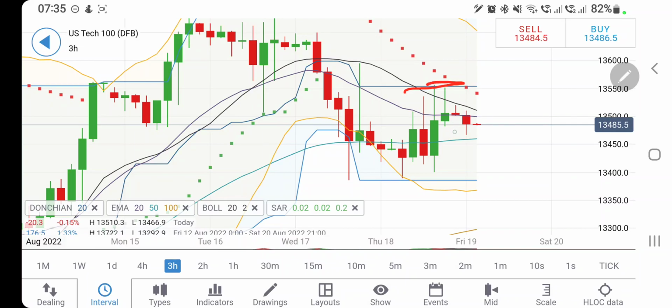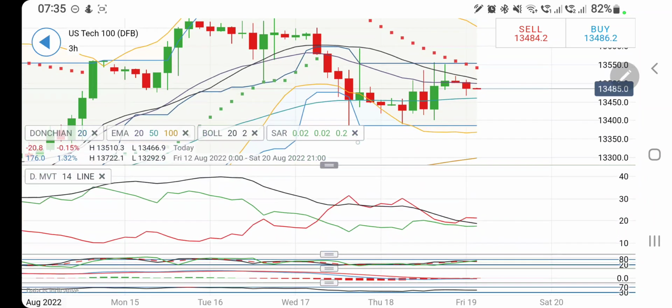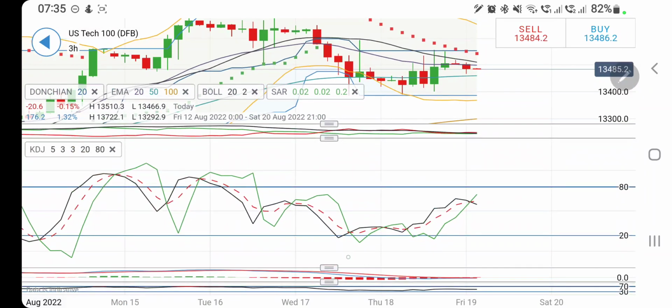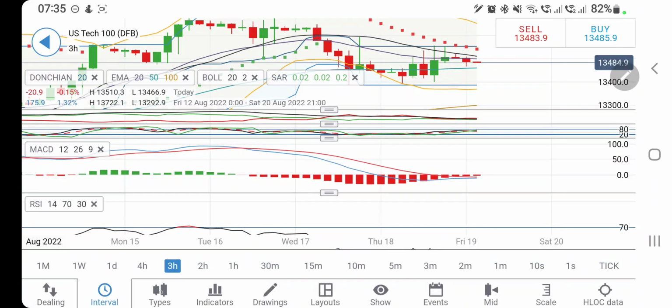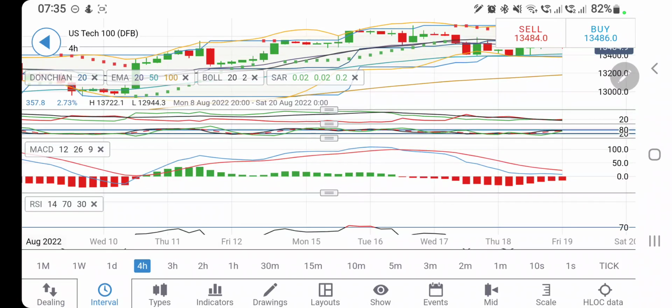At the same time, just be watchful of 13470. Below 13470, yes, you can go short and then expect it to drop to the 13440 and 13400 levels. 13400 is definitely a stronger support on the downside. Directional movement is bearish, stochastic is looking downwards, MACD is still in the bearish zone, RSI is near the bottom.